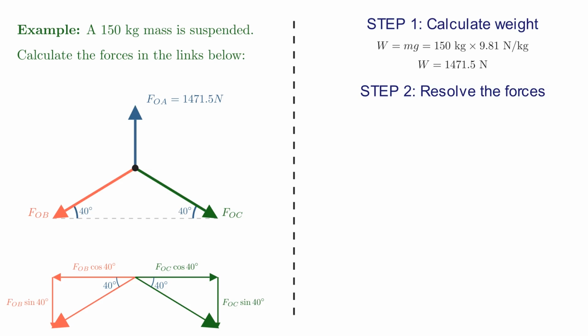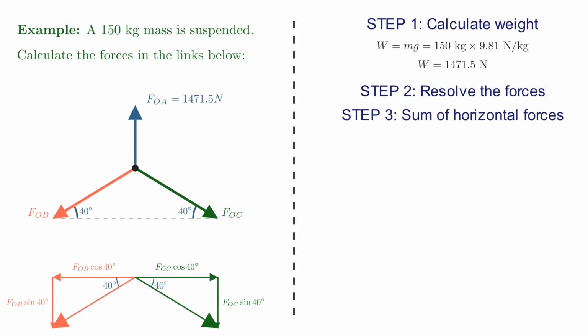Because this system is at equilibrium, the sum of the forces has to be equal to 0, but also the sum of the horizontal forces has to equal 0, and the sum of the vertical forces has to equal 0. So this will give us a pair of simultaneous equations we can solve to find the forces FOB and FOC.